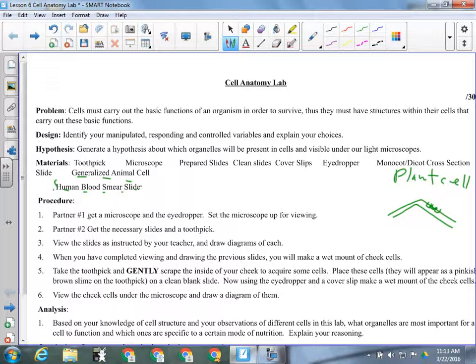The difficulty is finding the cells amongst all the debris that's going to be on that slide. No matter how much you brush your teeth or rinse your mouth out with Listerine or whatever, you're still going to have pieces of food in your mouth. So if you're looking at something that's big and thick and green, it's a piece of food.